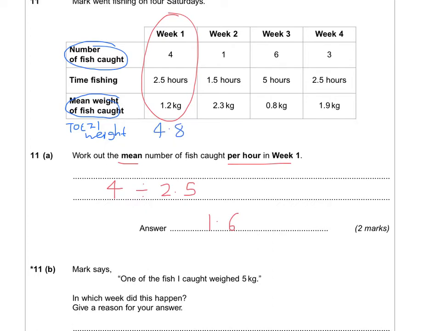Week 2, 1 fish weighing 2.3 kilograms. Week 3, 6 multiplied by 0.8 gives us a total weight of 4.8 kilograms. And in week 4, 3 multiplied by 1.9 gives us a total weight of fish of 5.7 kilograms. Now, in weeks 1, 2 and 3, the total weight of the fish comes to less than 5 kilograms. So it's only in week 4 where it's potentially possible to have caught a fish that weighed 5 kilograms.